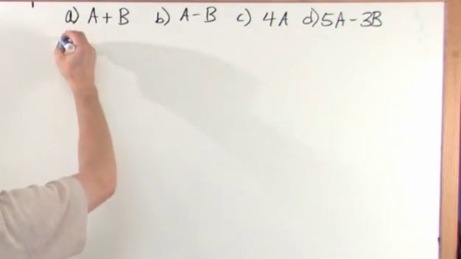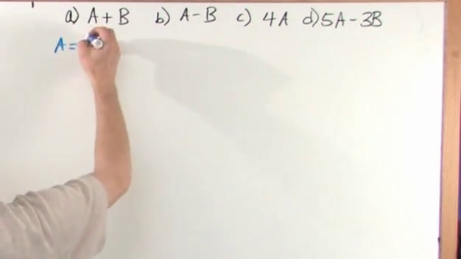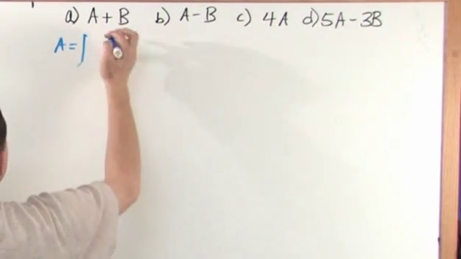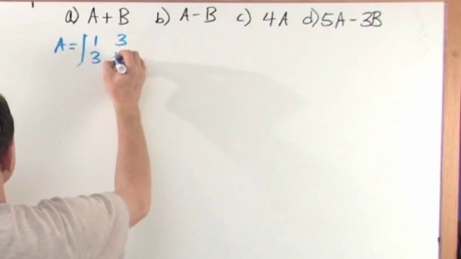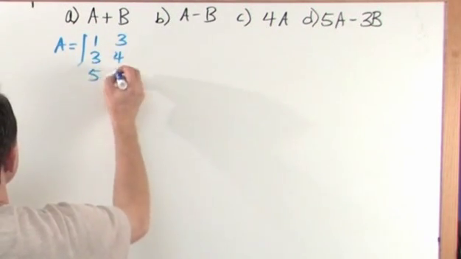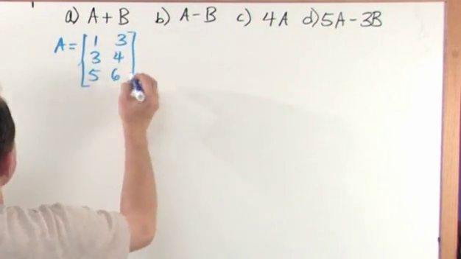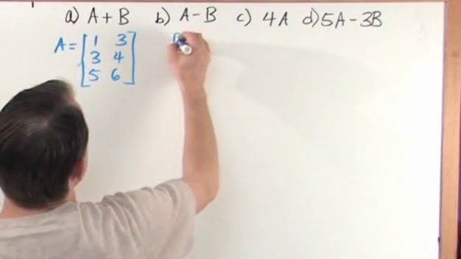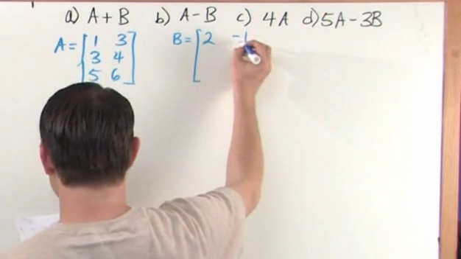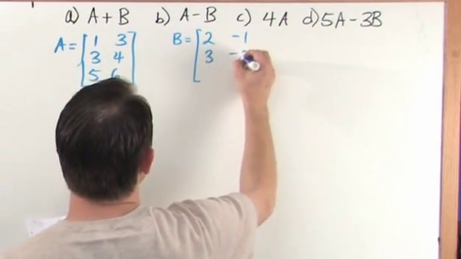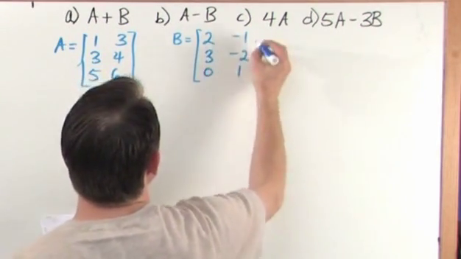So let's say the matrix A is equal to 1, 3, 3, 4, 5, 6. That's the matrix A, okay? And the matrix B is 2, -1, 3, -2, 0, and 1.